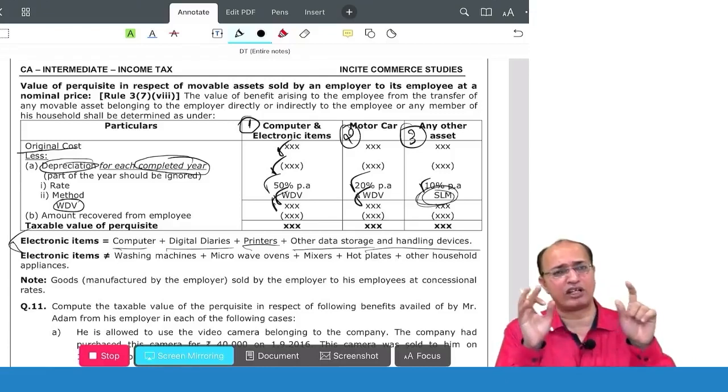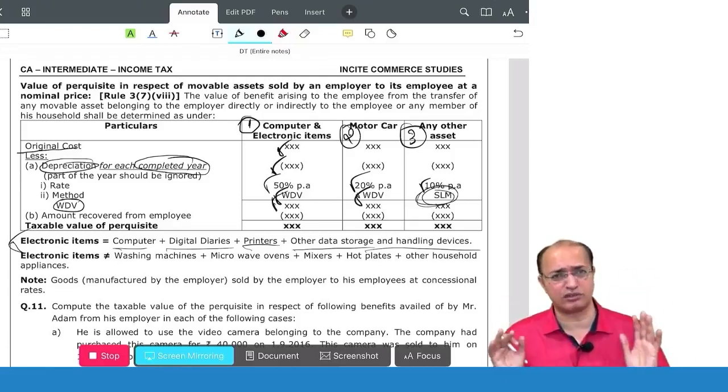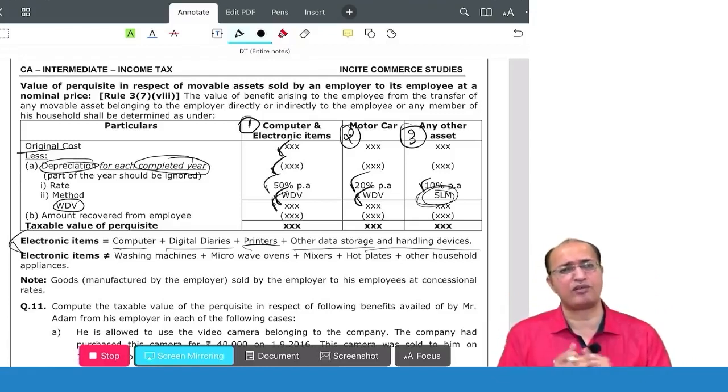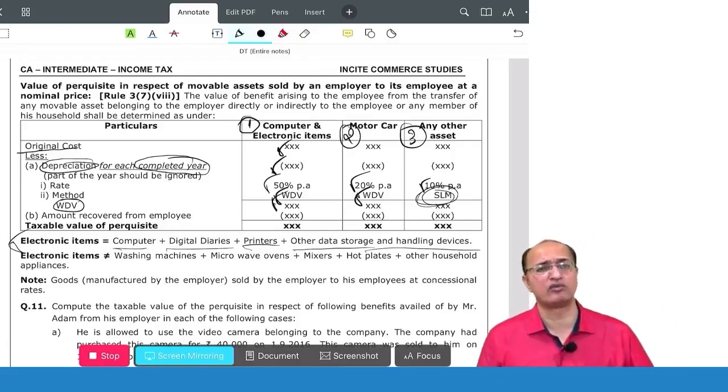Once you have calculated depreciation, deduct the amount of depreciation from the original cost. Once you deduct the amount of depreciation, you would arrive at written down value.